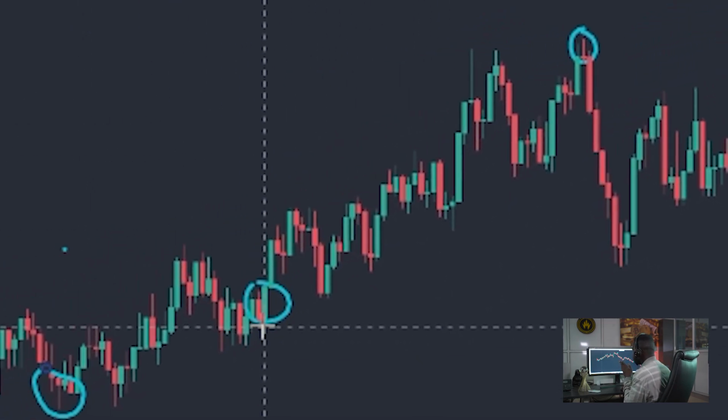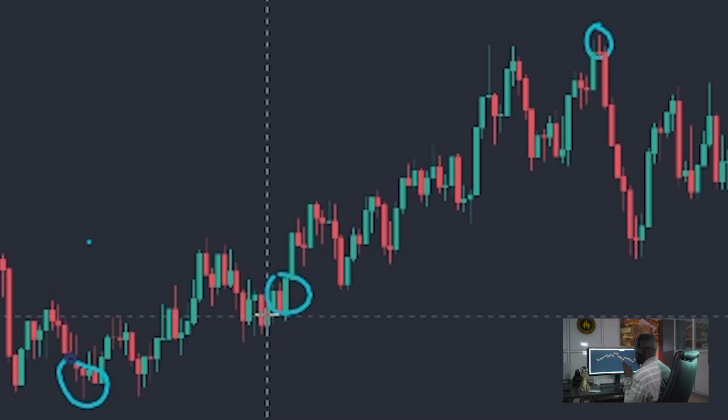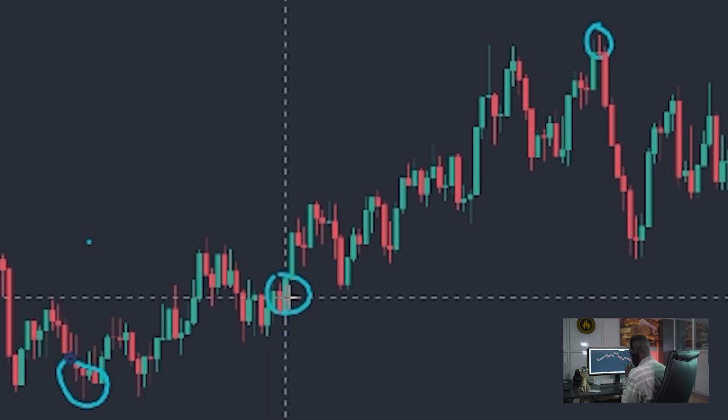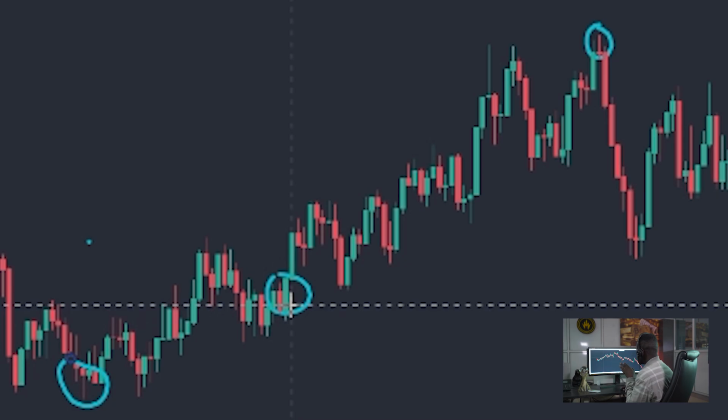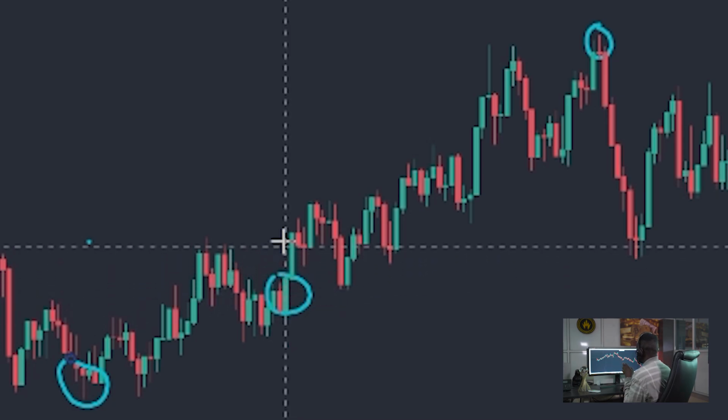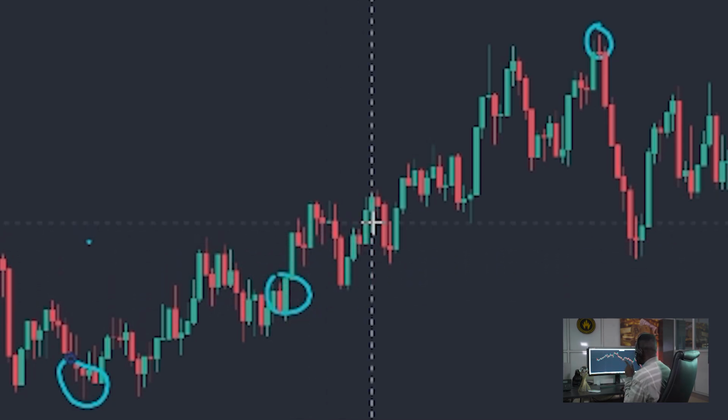So here, if we look at this point here, we have the bullish engulfing. So we have the bullish engulfing here, and as you can see, after that, we had a rally to the upside.